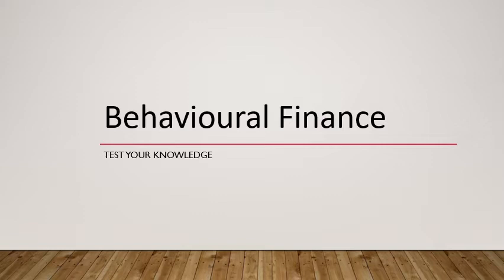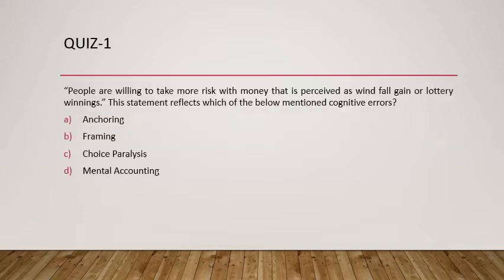So with that context, let me start this video with the first question, which is related to more of a cognitive error than a bias. But we have to understand this very clearly that in behavioral finance, we consider both cognitive errors and the emotional biases. So the question is very clear. People are willing to take more risk with money that is perceived as windfall gain or lottery winnings. This statement reflects which of the below mentioned cognitive errors.